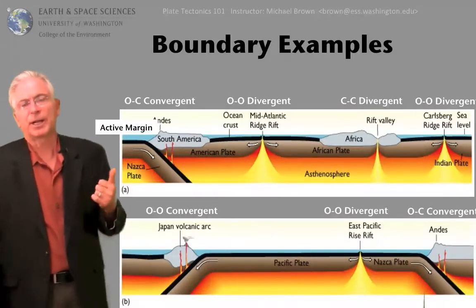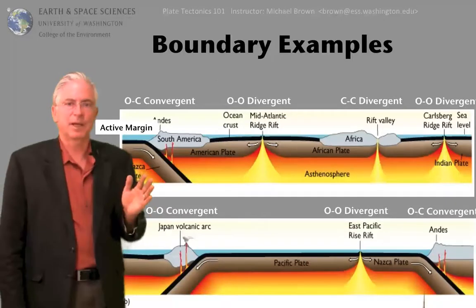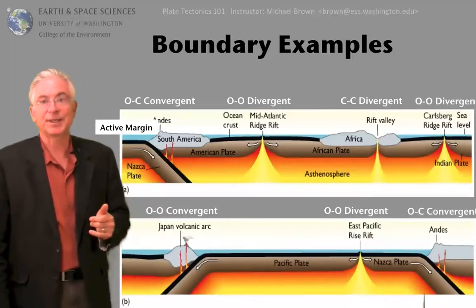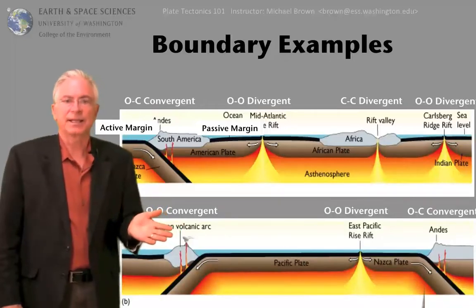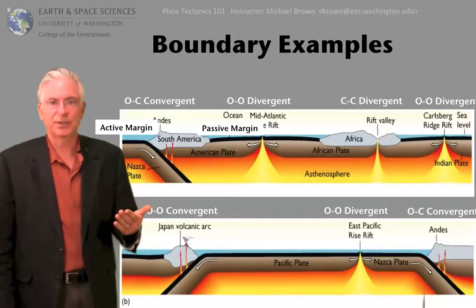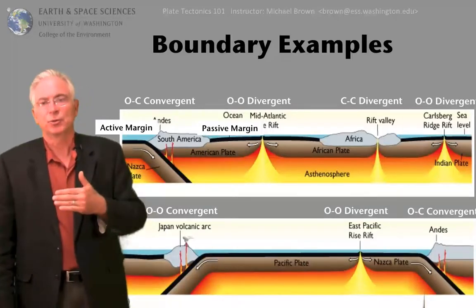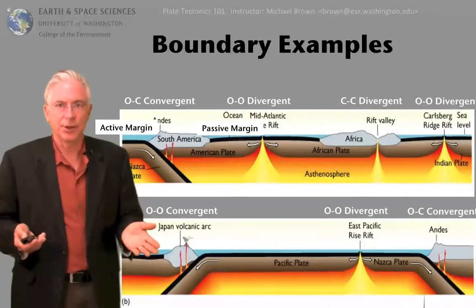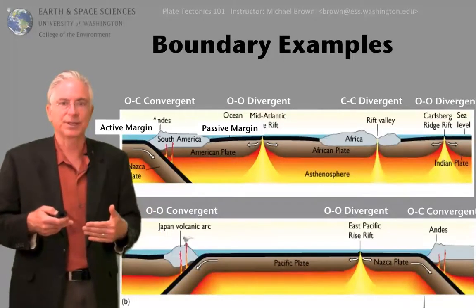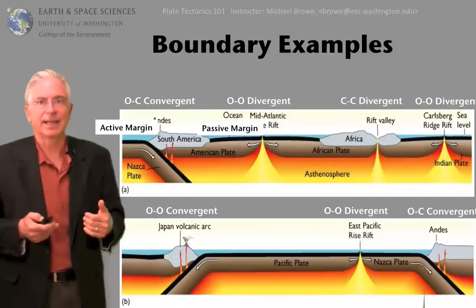Now I wanted to bring up a couple other terms. The margin of a continent that has a subduction zone is referred to as the active margin. On the backside of a continent such as South America, you have a passive margin where you have a continent to ocean crust boundary, but you have no active processes occurring there. The active plate boundary is off in the mid-Atlantic.